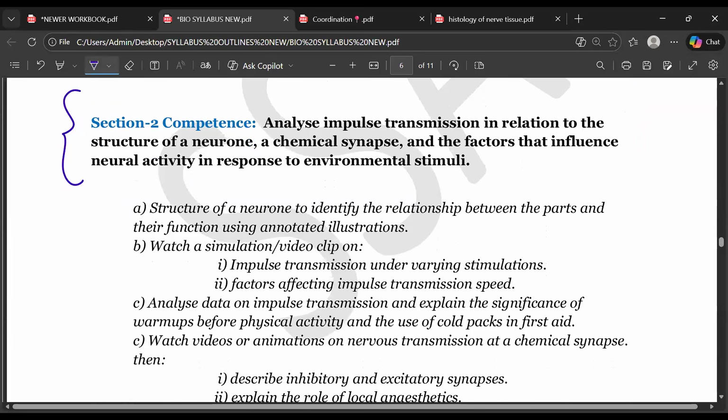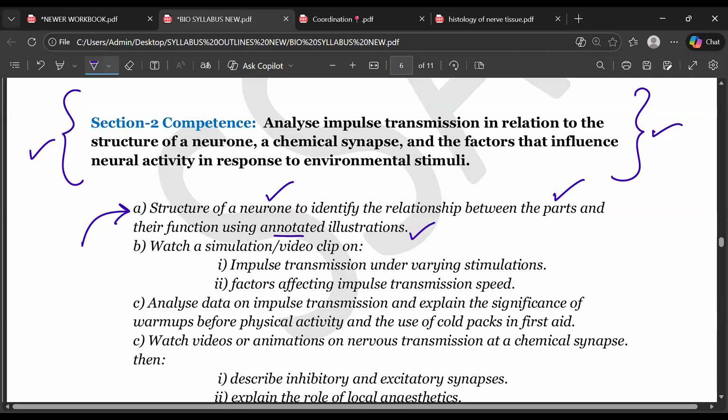And section 2 competence, we shall read that statement when we reach the revision of scenarios in line with coordination in animals. So very first, I'll go to the first expected learning outcome, which is the structure of the neuron, and you're required to identify the relationship between the parts of the neuron and, of course, the function, using annotated illustrations. I think we are going to have a chance to also watch some videos of some of the neurons. Yeah, the sensory, the motor, the intermediate. We are going to do everything.